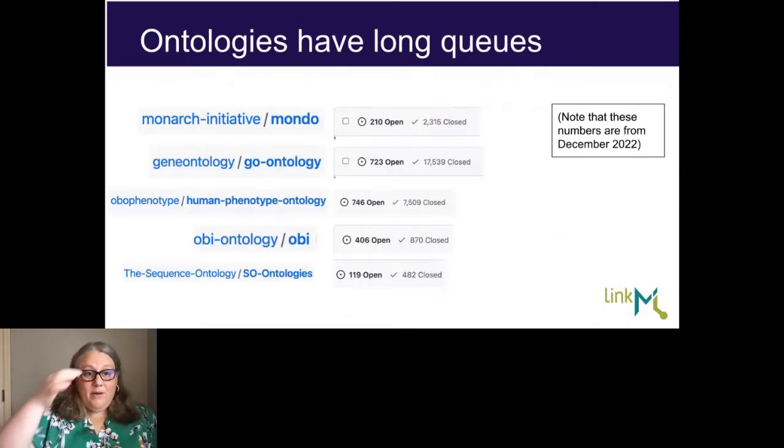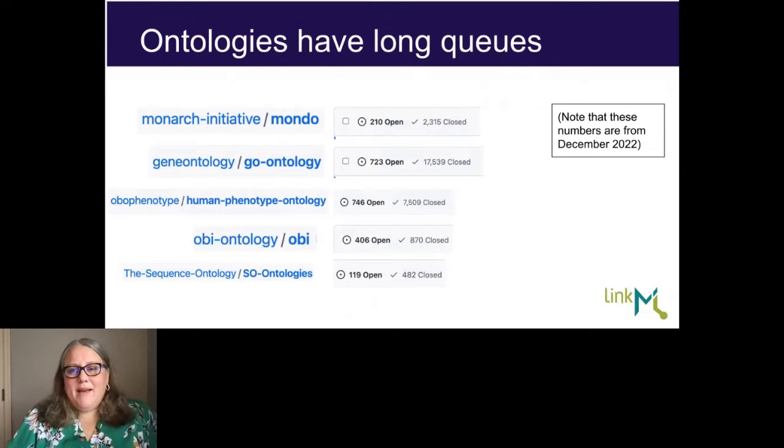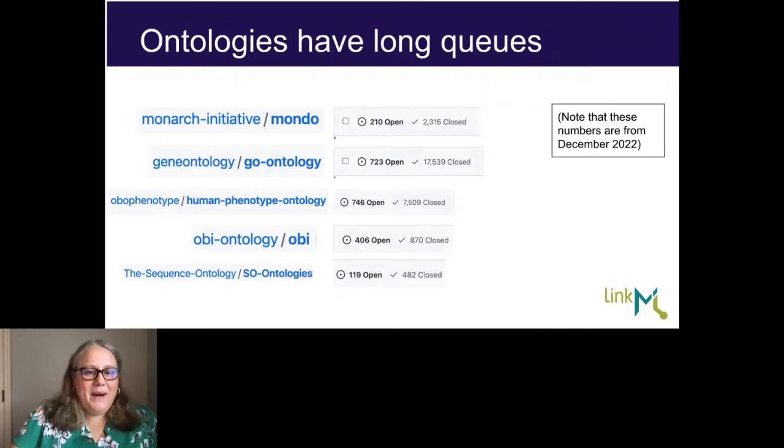And the OBO Foundry has a lot of processes in place to help this go faster and help you make a good ticket, and also ensure that the changes made to the ontology are consistent and logically coherent. But we still have some long queues here. So I want to point out that there might be all these open tickets, but look at all the closed ones too, right? So we're doing a good job, but it sometimes takes a long time, and the ontology developers are well aware of that.